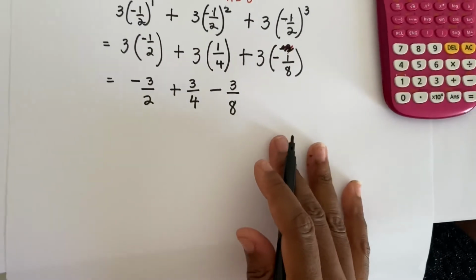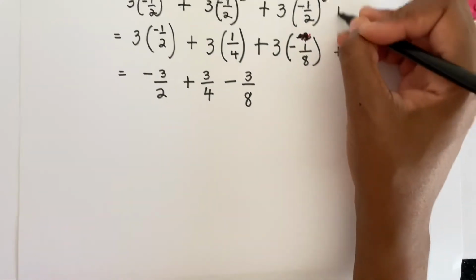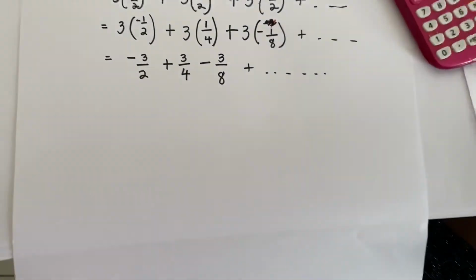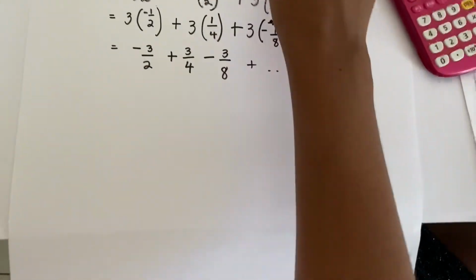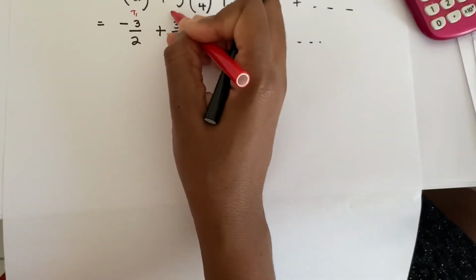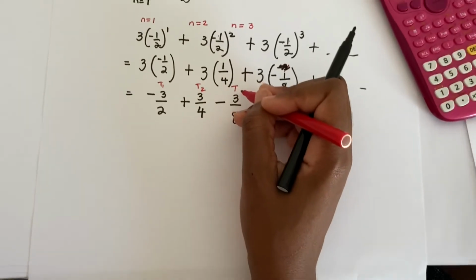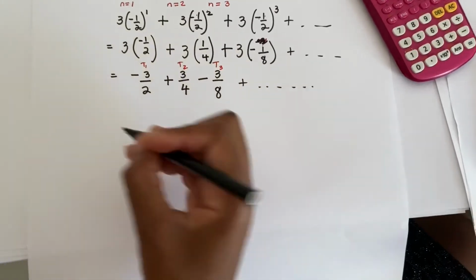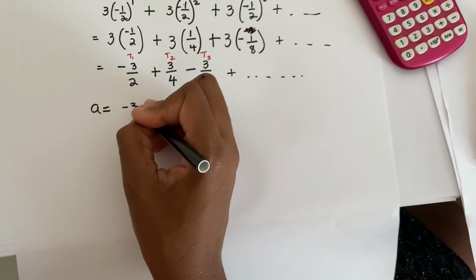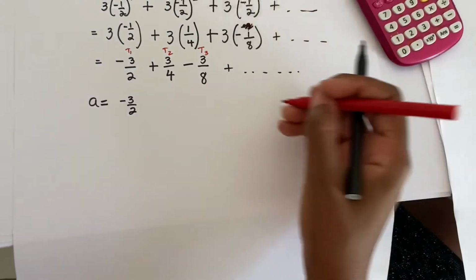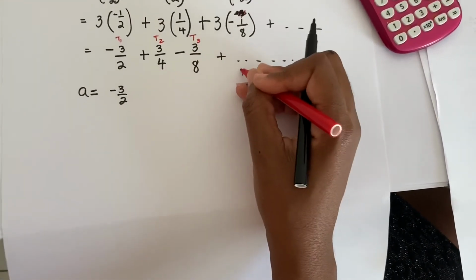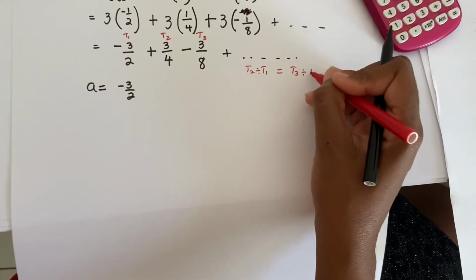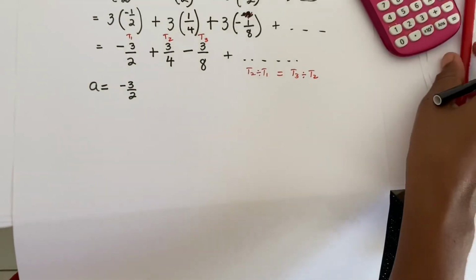So this is mine. But I know this does not end there. Those are my T1, T2, and T3. So I have my first, second, and third term, and I can say my first term is -3/2. To get the common ratio, T2 divided by T1 should give me T3 divided by T2.